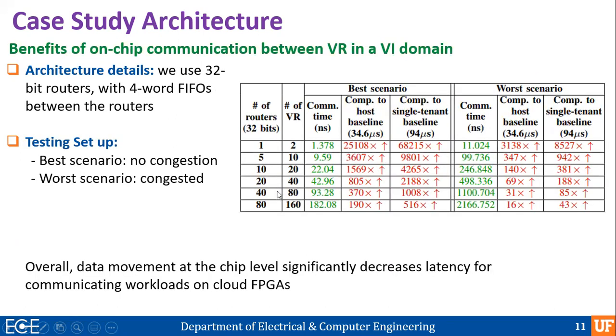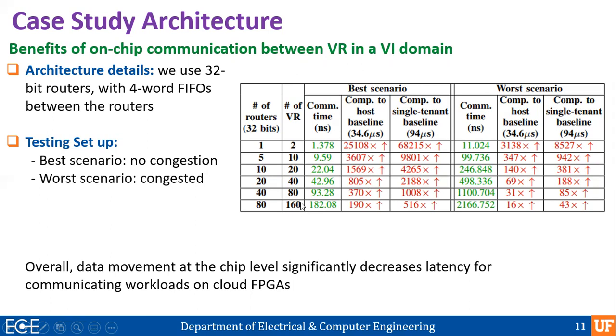Now, the last experiment that we did was to evaluate the benefit of enabling the on-chip communication between the different hardware workloads of the same virtual machine that are co-hosted on the same device. For that purpose, we increased the size of the overall interconnect up to 80 virtual regions. And here we want to mention that we do not believe that it will be typical to divide the FPGA into 160 regions, at least in the near future, but we went that high just to evaluate the benefit of the on-chip communication.